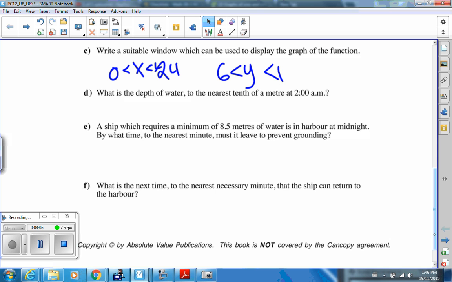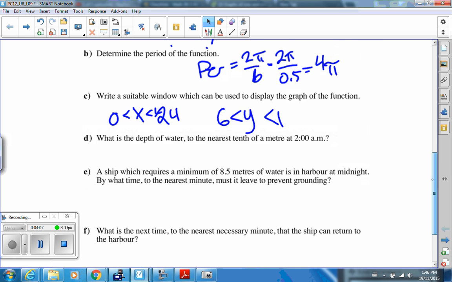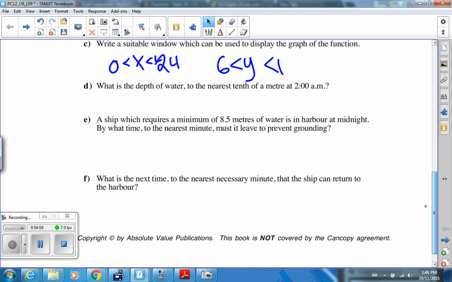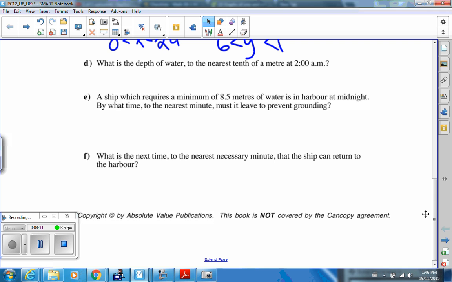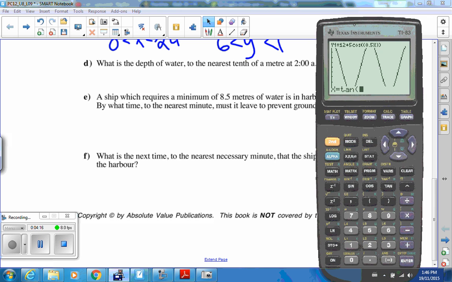Depth of the water to the nearest 10th at 2 a.m. So my t represents hours after midnight. All I have to do is go back to my graph and put in x equals 2. So graph, second calc, value, x equals 2. So the depth of the water is 14.7.